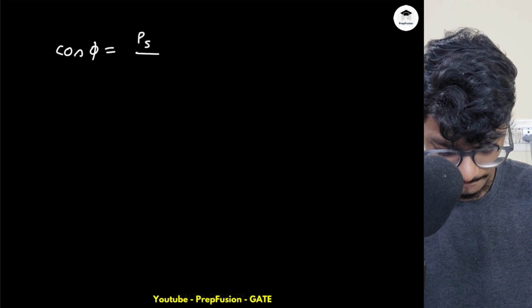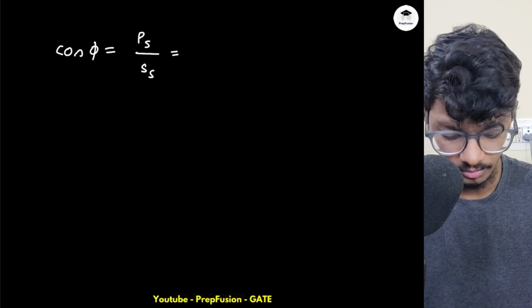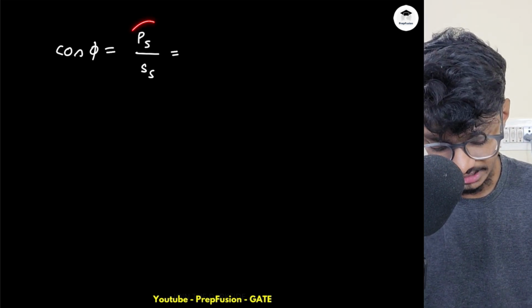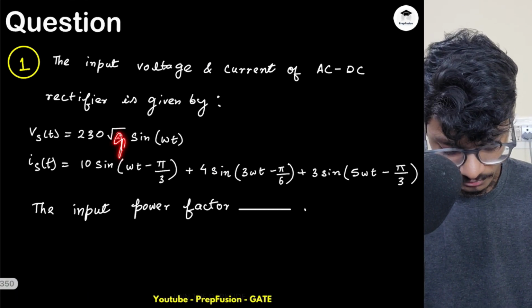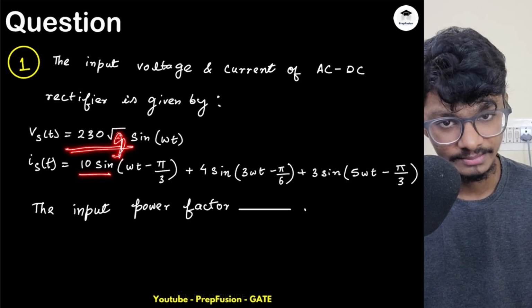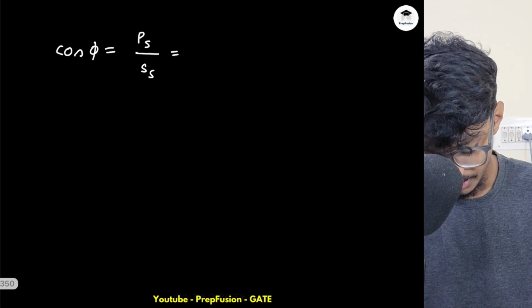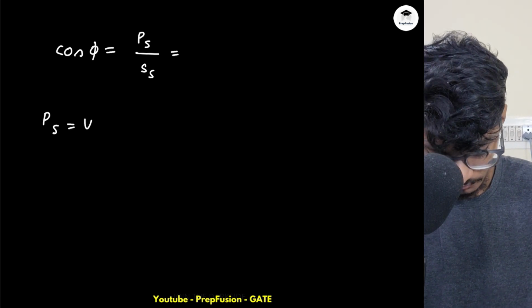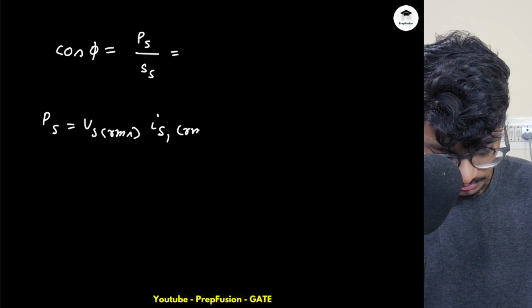PS upon SS, basically the active power upon apparent power. So what is the active power? Active power is very simple. It is basically VS RMS into IS1 RMS into cos of phi 1. That is my active power. So this is simpler. PS will be VS RMS into IS1 RMS into cos phi 1.